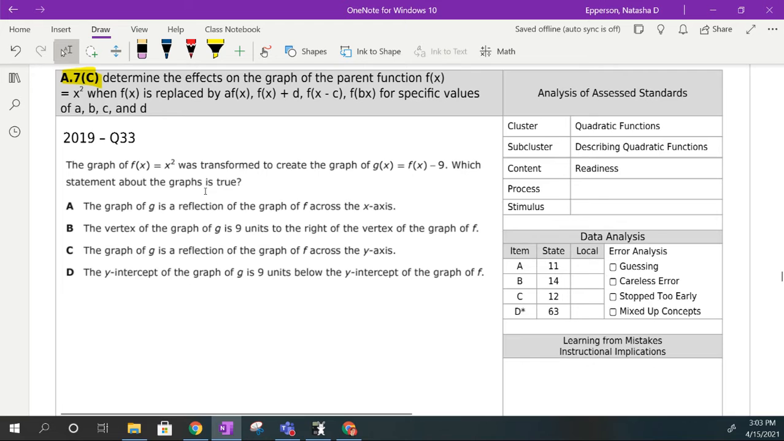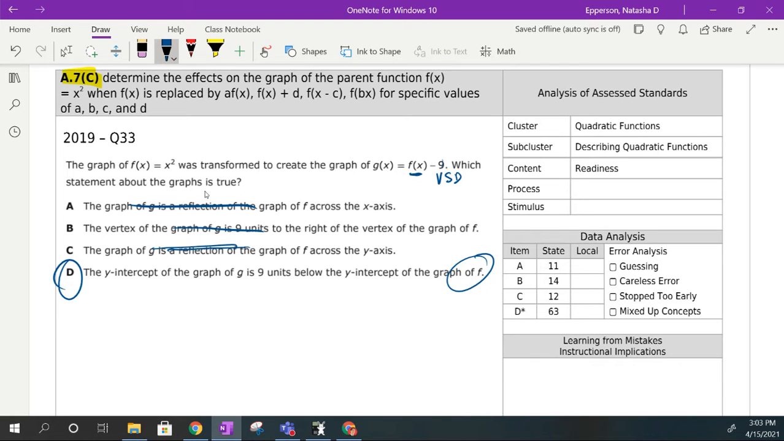All right, next question. Transform to create the graph f of x minus 9. Which of these statements is true? Since there's no parentheses, this is the parent function, and then we're subtracting 9. Reflection, it's not a reflection. There's no negative in front of the x. 5 units to the right, nope, we're not. This means a vertical shift down. Reflection, again, that's out. D says vertical shift 9 units, the y-intercept is 9 units below the y-intercept of the graph F. This is our answer.